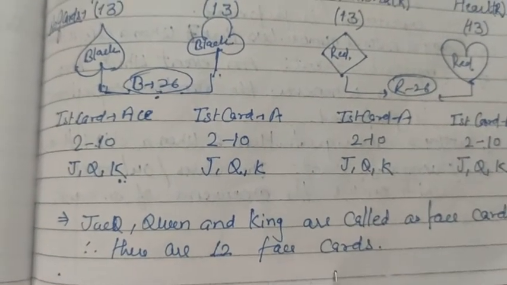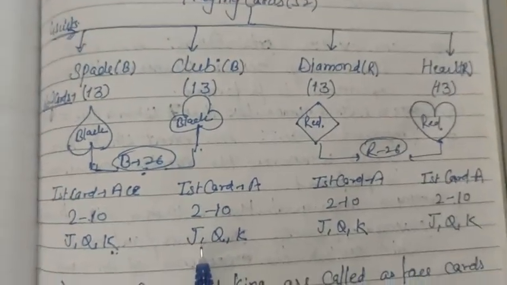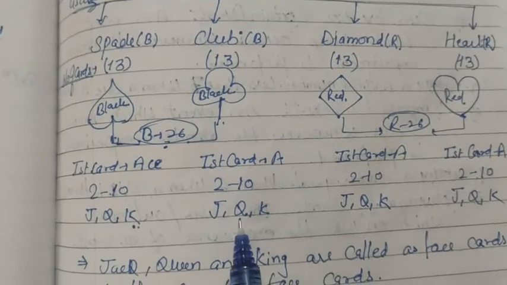Therefore, there are 12 face cards. In each suit we have 3 face cards, that is Jack, Queen and King. Similarly, you can see in the club suit, that is Jack, Queen and King.